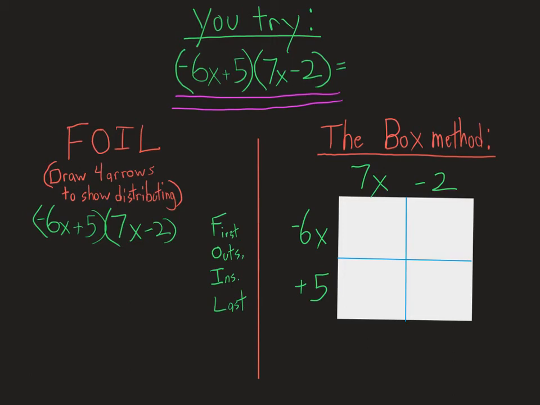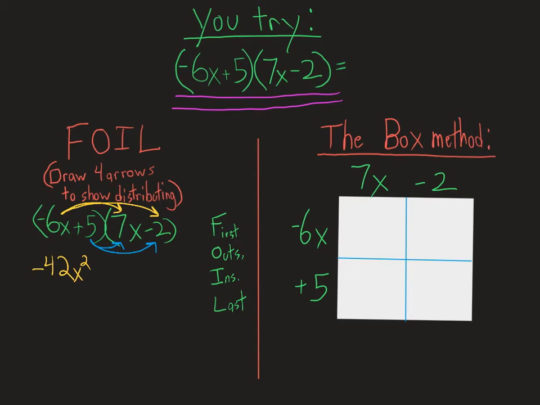All right, let's do this. Let's see how you're doing. So I'd have my FO first and outside. Those are the 2 along the top. That takes care of the negative 6x. So the negative 6 times 7, negative 42 x squared. Then I would do the other 2, the IL, and that's the inside terms, and the last terms. Those 2 deal with the 5 for us.